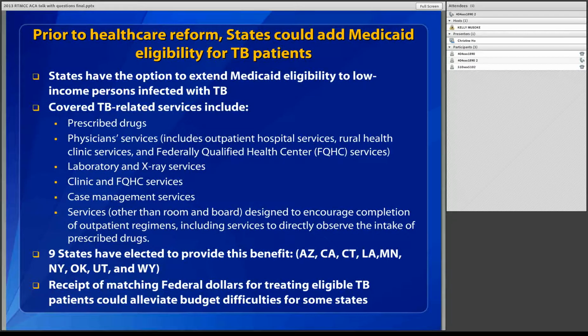I just want to remind you that prior to healthcare reform, states could add Medicaid eligibility for TB patients. They had the option to extend Medicaid eligibility to low-income persons that were infected with TB. The covered TB-related services include prescribed drugs, physician services, lab and x-ray services, clinic and federally qualified health center services, case management services, and other services such as services that were designed to encourage completion of outpatient regimens, so including DOT. There have been 9 states that have elected to provide this Medicaid waiver, this Medicaid expansion, and there is receipt of matching federal dollars for treating these TB patients.